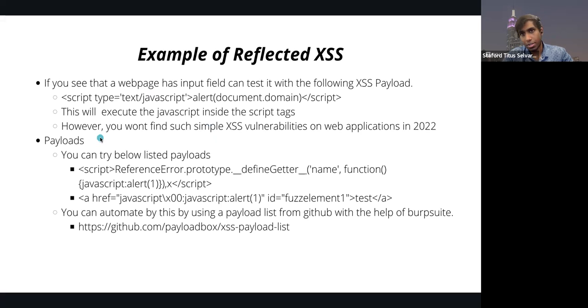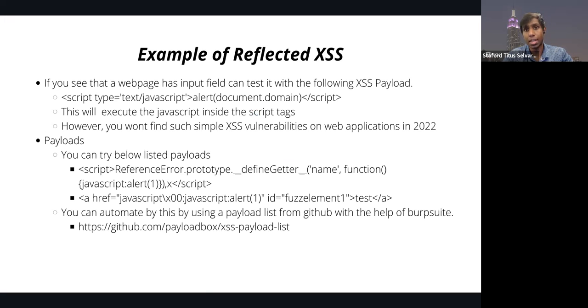So here we come to a very important thing. We will not be able to find such simple XSS vulnerabilities in web applications in 2022. XSS has been there for a long time, since the inception of JavaScript and even VBScript and everything. The security landscape has evolved, and even the developers have some knowledge on how to mitigate these XSS vulnerabilities. And so such simple XSS vulnerabilities will not be available.